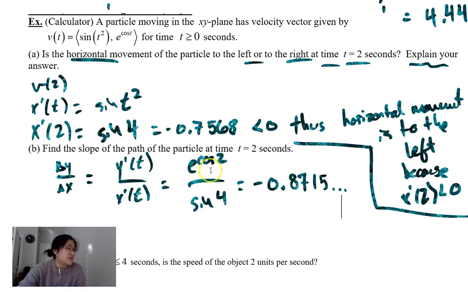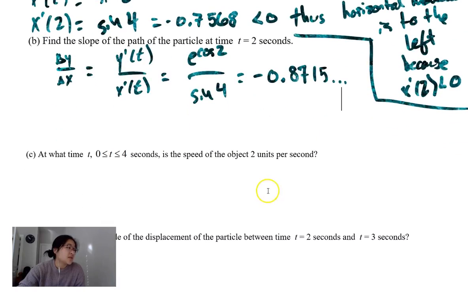And that makes sense, right? Because e to some power is always going to be a positive number, divided by this sine of 4, which we found was a negative number, so a positive over a negative, we have a negative number, right? So our slope of our path is negative 0.8715. How about this? At what time t is our speed 2 units per second? So the magnitude of velocity, when is that going to be 2?